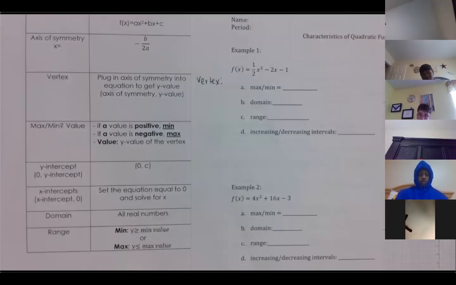All right, we've talked about how to find vertex. How do I find vertex in standard form? What do you think, Noah? You plug in the axis of symmetry into the equation to get the y value. Good, and then Noah, how would I get the axis of symmetry? Negative b over 2a. Good.